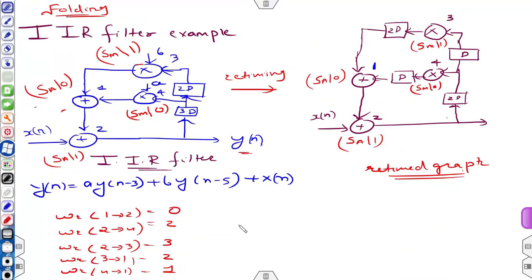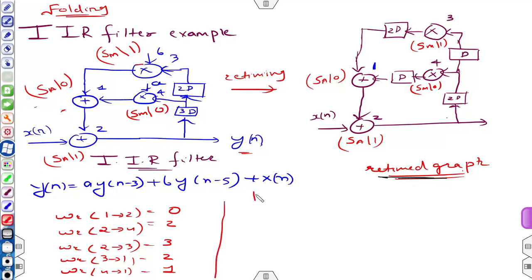So using the new weights, I have drawn the retimed graph. Okay, so WR 1 to 2 is having weight 0, WR 2 to 4 is having weight 2, WR 2 to 3 is having weight 3, so 2 is already present, I just have to add one delay, so total 3 delays. 3 to 1 weight 2 and 4 to 1 weight 1. Okay, this is the retimed graph, and now I can write the folding equations for this.